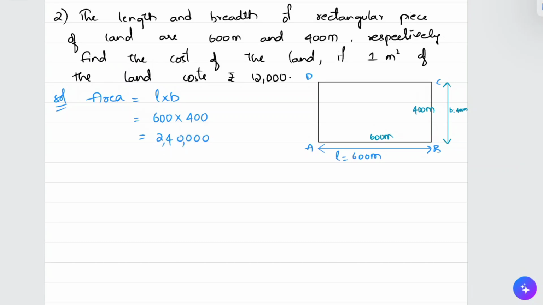And what is the unit? You have to mention the unit. Meter square. So what is the area of the land? Area is 2,40,000 meter square.